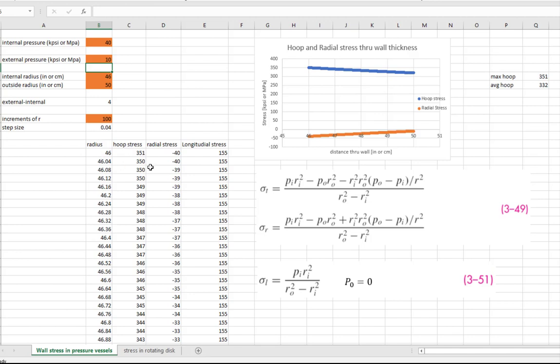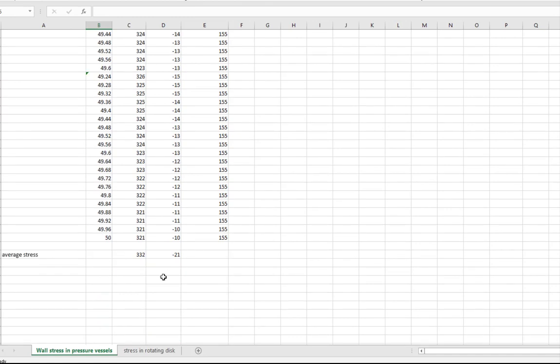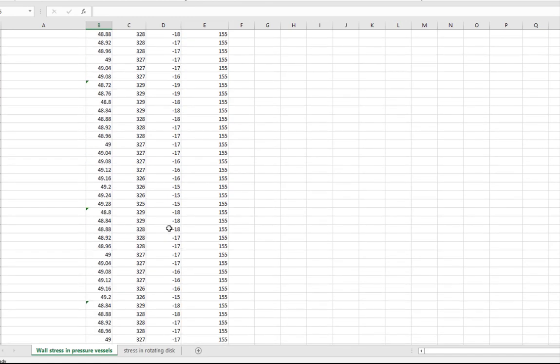What happened to my maximum hoop stress? It went down. In fact, I should be able to go down this radial stress. You'll see that I start at 40 internal, and I'd better end at 10. So let's go down the radial stress and see if sure enough I'm at 10, and I am. So that worked out well.